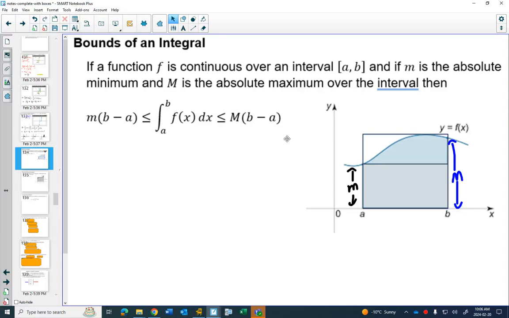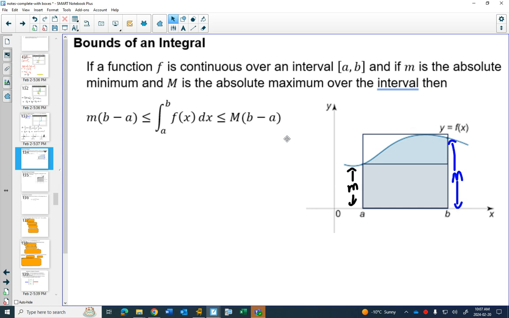Bounds of an integral. This is sort of going back to our first ideas of sums of a rectangle, that you had upper sums and lower sums. Okay? In between A and B, you are going to have a smallest value, and you're going to have a biggest value if the function is smooth and continuous. Do you remember which theorem that was?